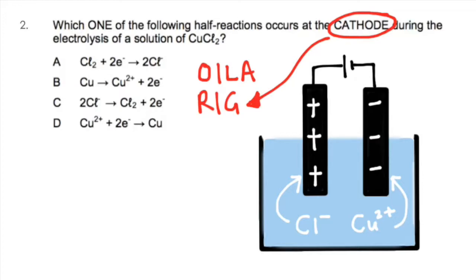Remember, reduction is the gain of electrons, and it's the copper 2+ ions that need to gain electrons, and so that equation there, copper 2+ plus 2 electrons giving us copper, that's D, that must be the correct answer.